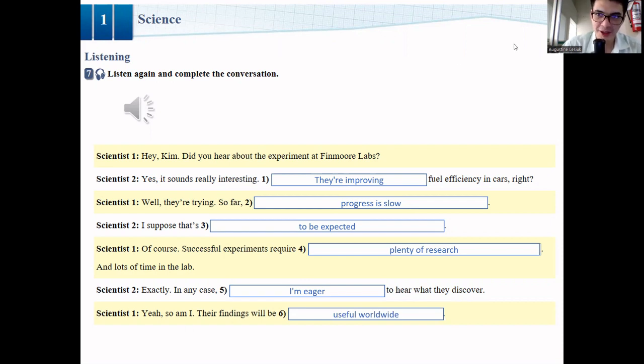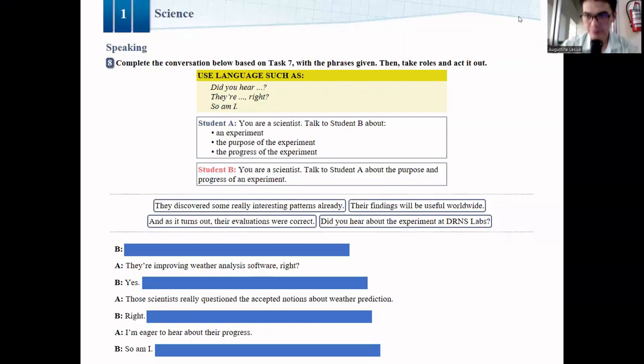Those are the answers. We move on to the next segment. For the speaking segment of this unit, I want you guys to fill in the blanks of the following conversation over here. So you see these 4 blanks in this conversation. I want you to fill them out with the given sentences above over here. So you have 4 given sentences.